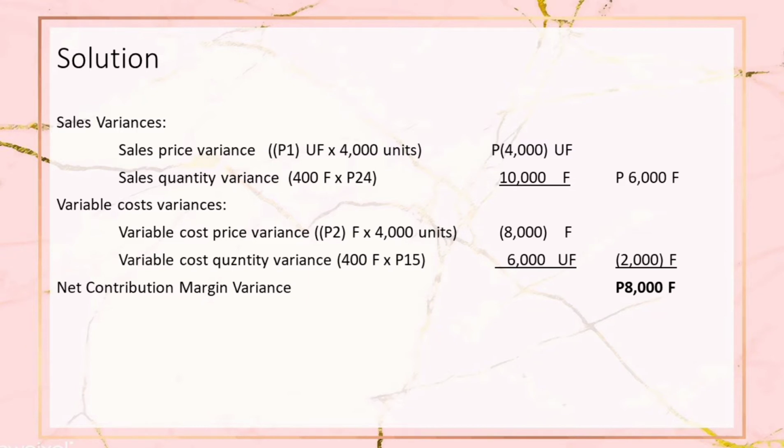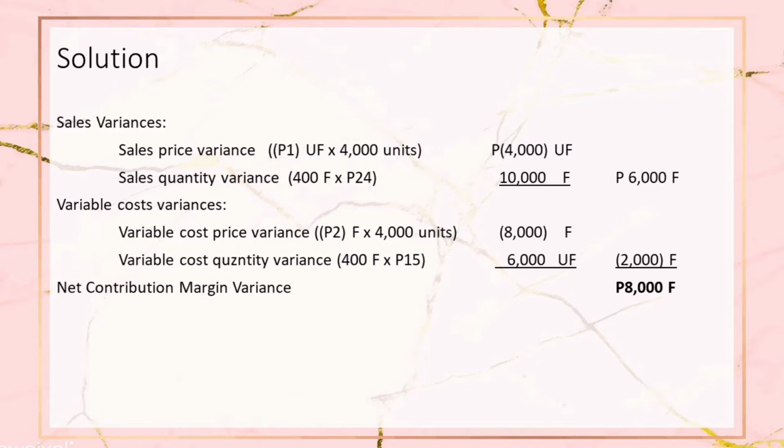So, here is how to get the variable cost quantity variance. Just multiply the difference in the units sold in 2011 and 2012, which is 400, by the unit variable cost in 2011 of 15 pesos. So, 400 times 15 is equal to 6,000, which is unfavorable. So, now, 8,000 minus the 6,000 is equal to 2,000 favorable variable cost variances.